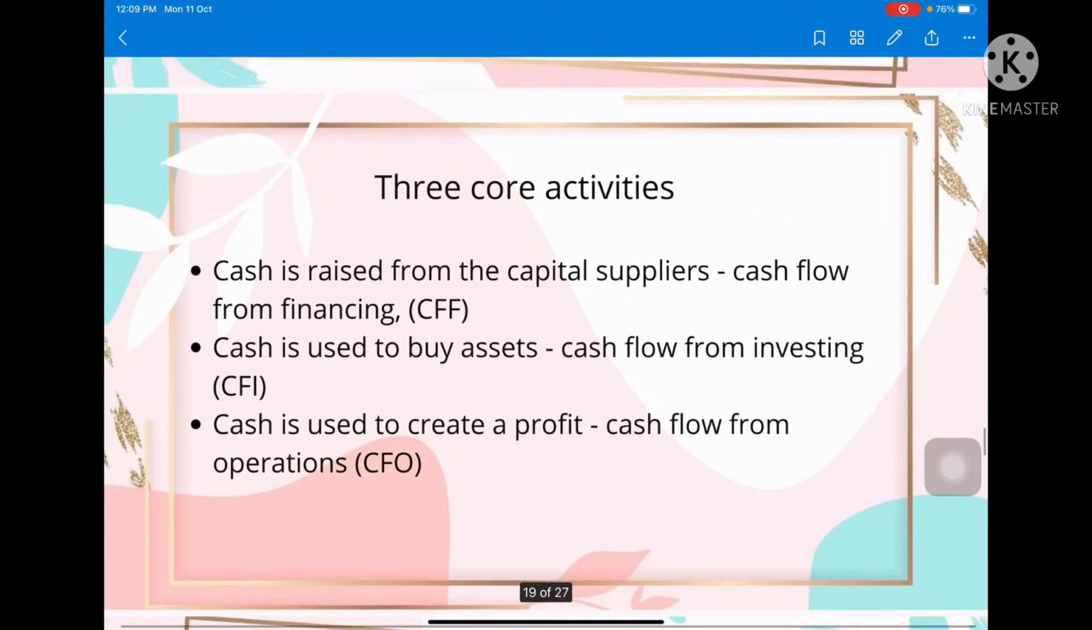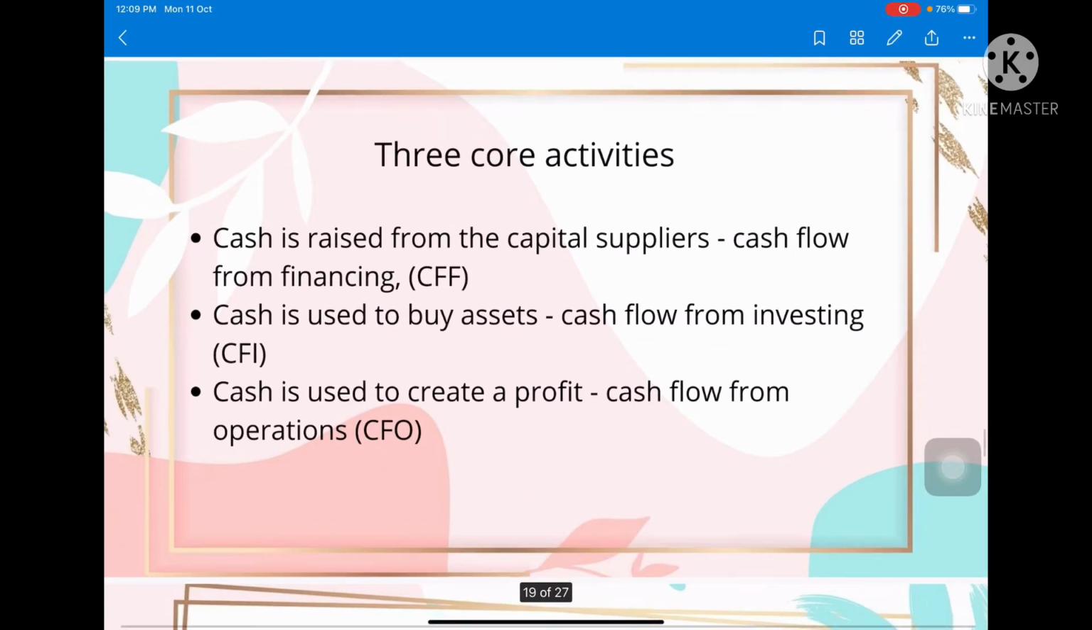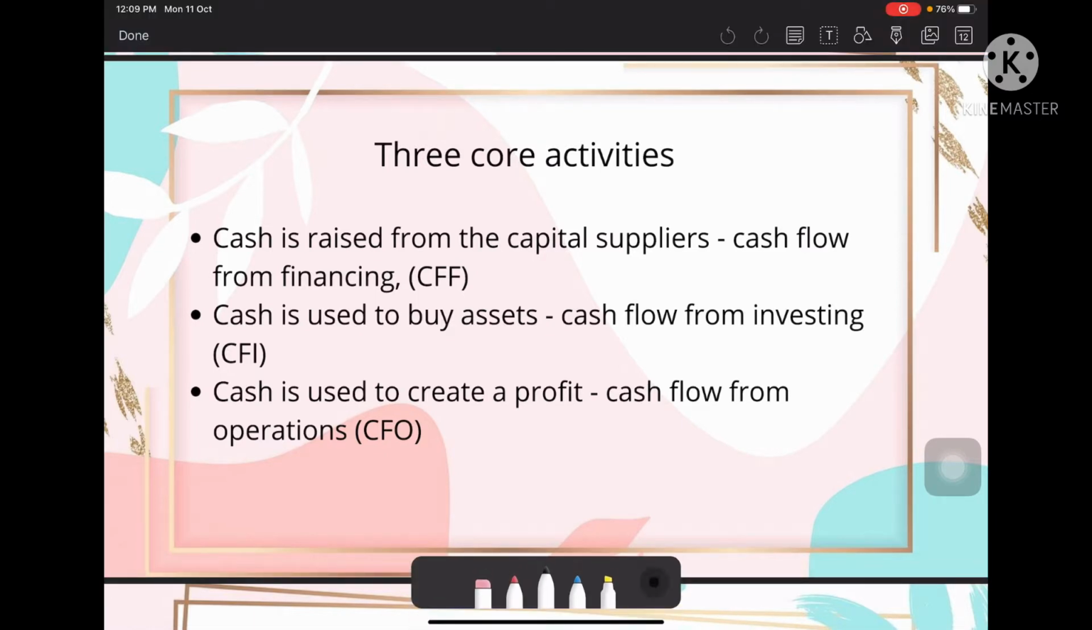Alright, there are three core activities in the statement of cash flow. Number one, cash is raised from the capital suppliers, meaning cash flow from financing, CFF. Then cash is used to buy assets, which is cash flow from investing, CFI. And then cash is used to create a profit, which is cash flow from operations or CFO.